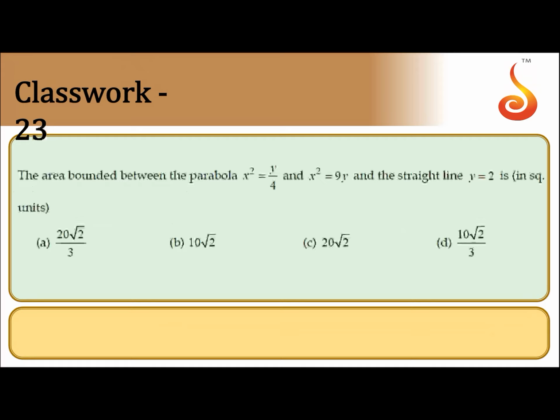x square equals y by 4 and x square equals 9y are the two curves which have the same axis. They have x equals 0. Let me take up, and the straight line is y equals 2. x square is equals to y by 4, and x square is equals to 9y.